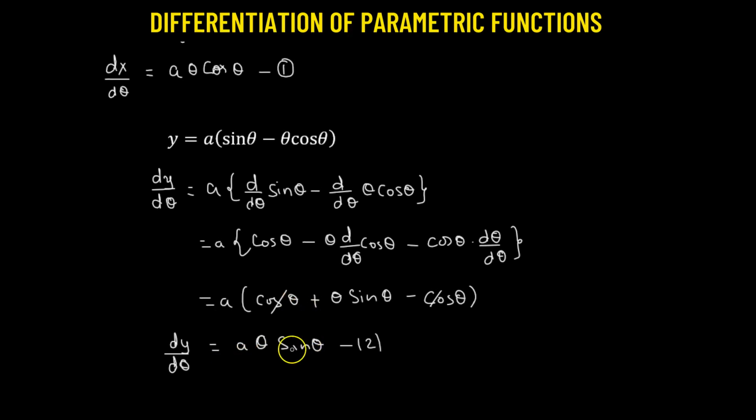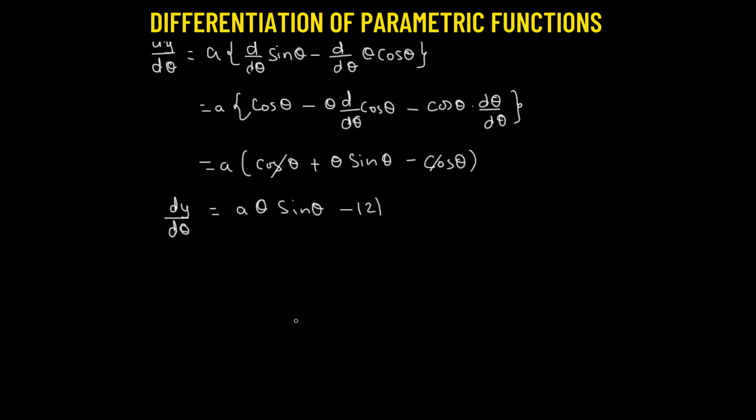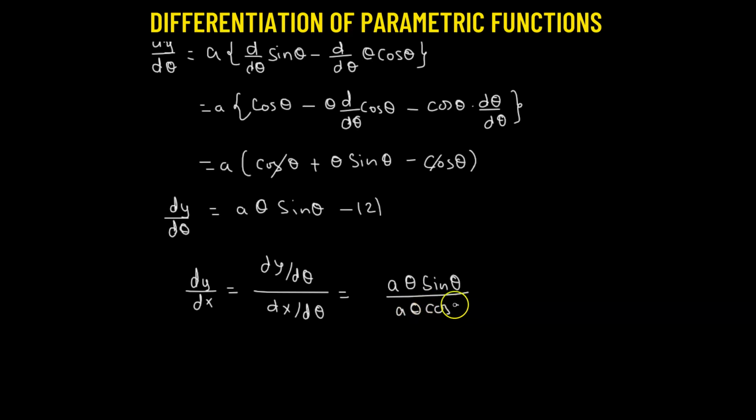Now using 1 and 2, we can obtain the derivative of y with respect to x. So the derivative of y with respect to x is simply the derivative of y with respect to theta divided by the derivative of x with respect to theta. The derivative of y with respect to theta we have obtained as a theta sine theta, and the derivative of x with respect to theta, as obtained in equation 1, was a theta cosine theta.